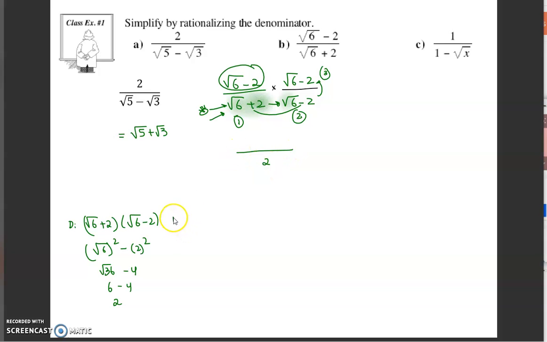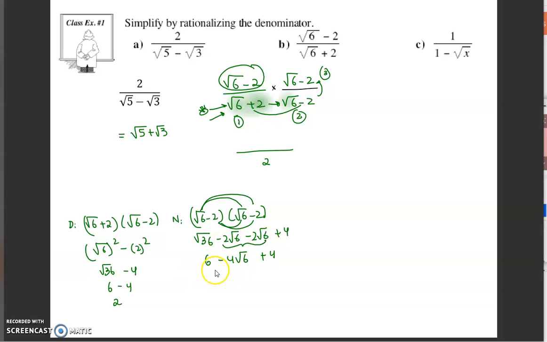Now I will work on the numerator, which is root 6 minus 2 times root 6 minus 2. Here I do have to FOIL. So this is root 36 minus 2 root 6 minus 2 root 6 plus 4. So this is 6 minus 4 root 6 plus 4. I got 4 because I combined these two. Adding the like terms, the 4 and the 6 here, that gives me 10 minus 4 root 6.